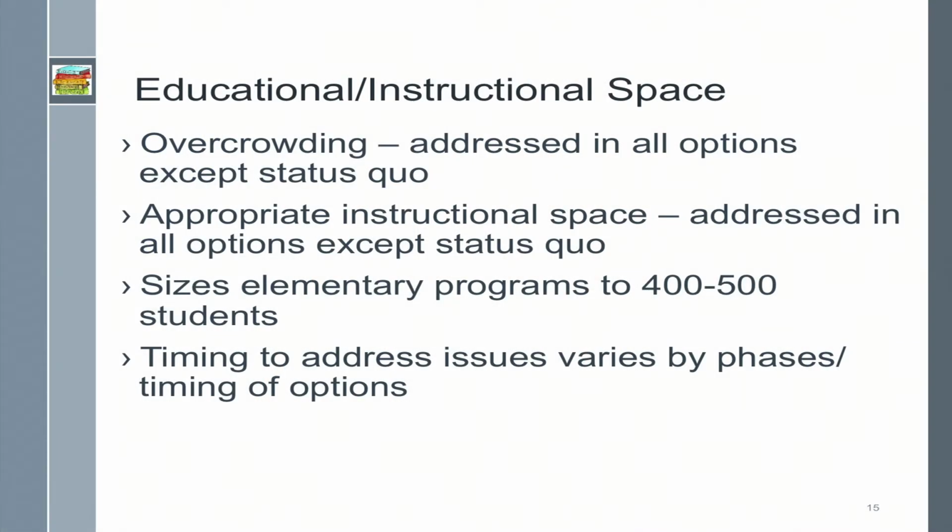Next, we look at educational and instructional space. Each of the new building or significant renovation options that we will talk about addresses the educational and instructional space needs. Options 1 to 6 all address our current situation of overcrowding and provide appropriate educational spaces across the board. For example, right now in some of our elementary schools, we have services like occupational therapy that have to take place in a hallway.